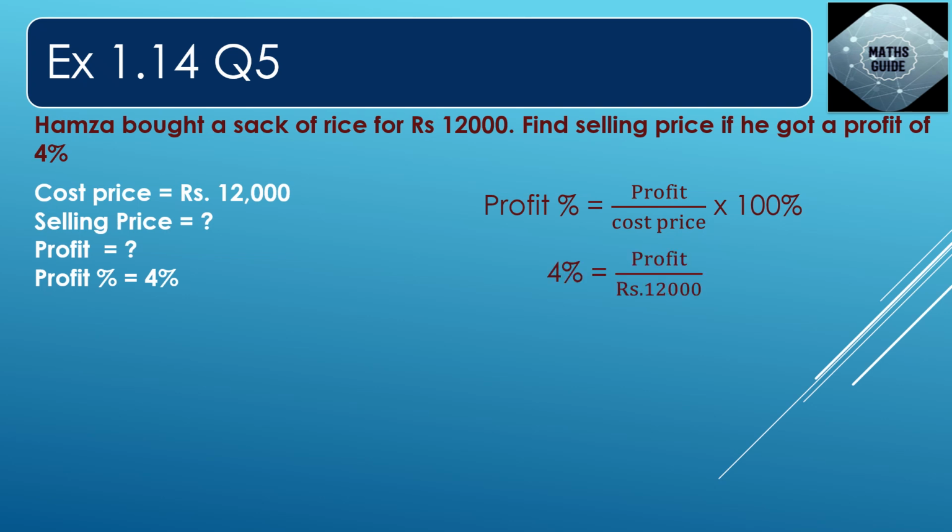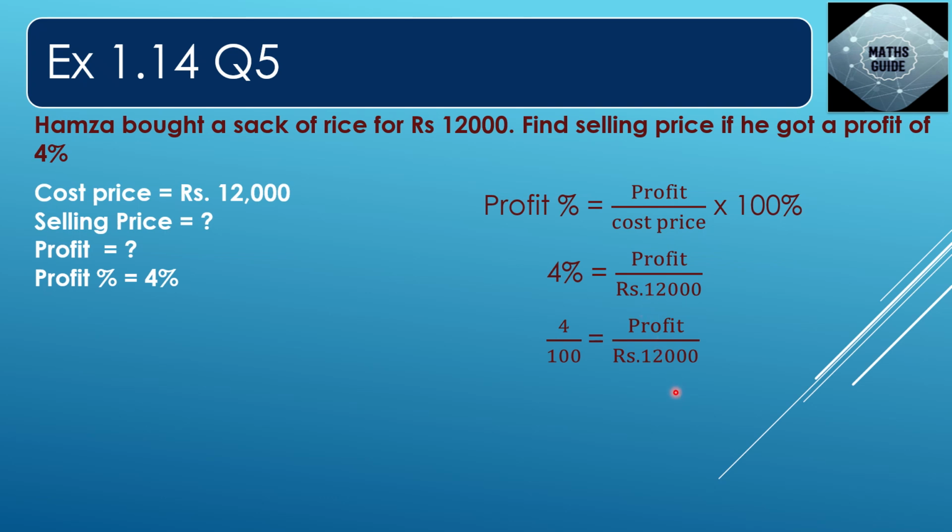Profit percentage is 4%, profit not given, and the cost price is 12,000. Now we will use this formula to find out the profit. Here the 100% has been transferred here because the percentage sign is already written over here, so we do not need to write 100% again. So we will convert this 4% like 4 over 100 is equal to profit over 12,000.